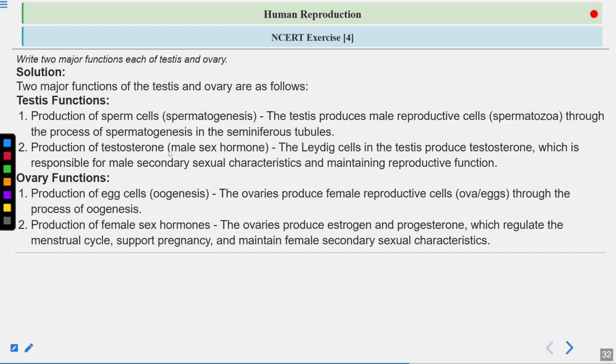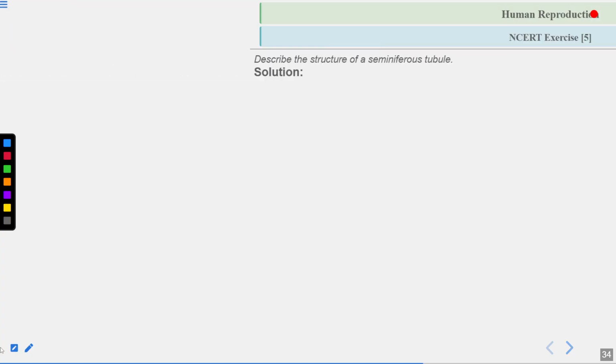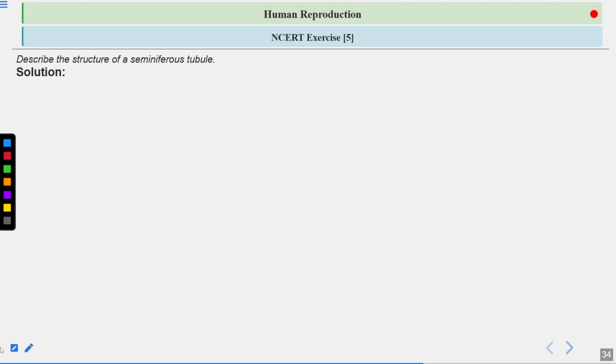Clear? Both testes and ovaries are the primary sex organs. The role of a primary sex organ is the production of gametes and production of hormones. Now let's discuss the structure of the seminiferous tubule. You know, the seminiferous tubule is the site of spermatogenesis, meaning sperm formation. So let's have a look at the answer now.